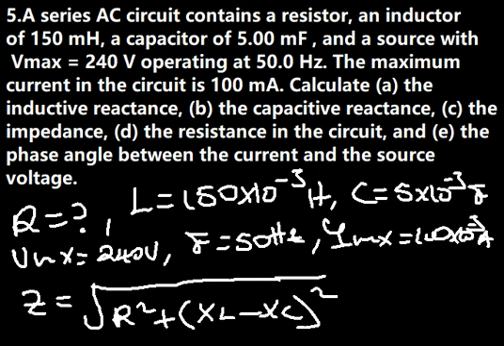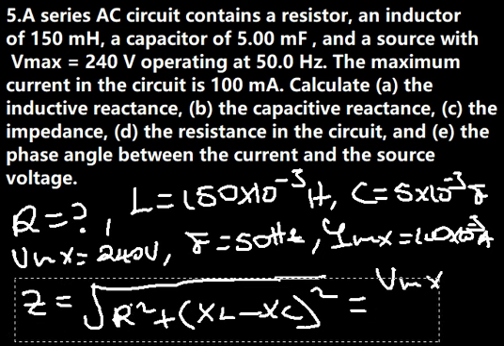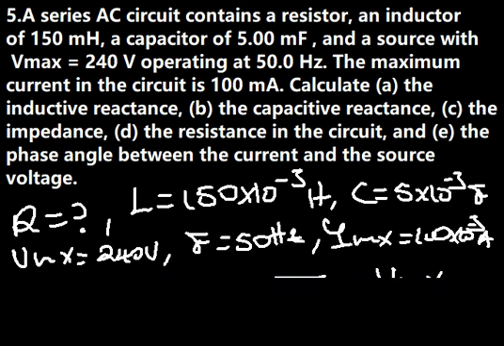On the same note, we also say that the impedance is equal to Vmax divided by Imax. Because we do not have the resistance, this formula will not work. So how else should we think about it? We should also think about this one as well.